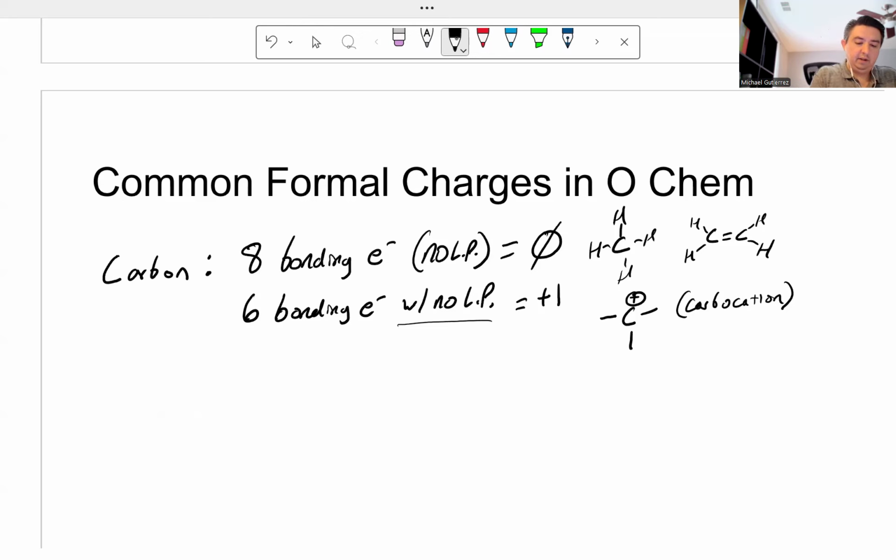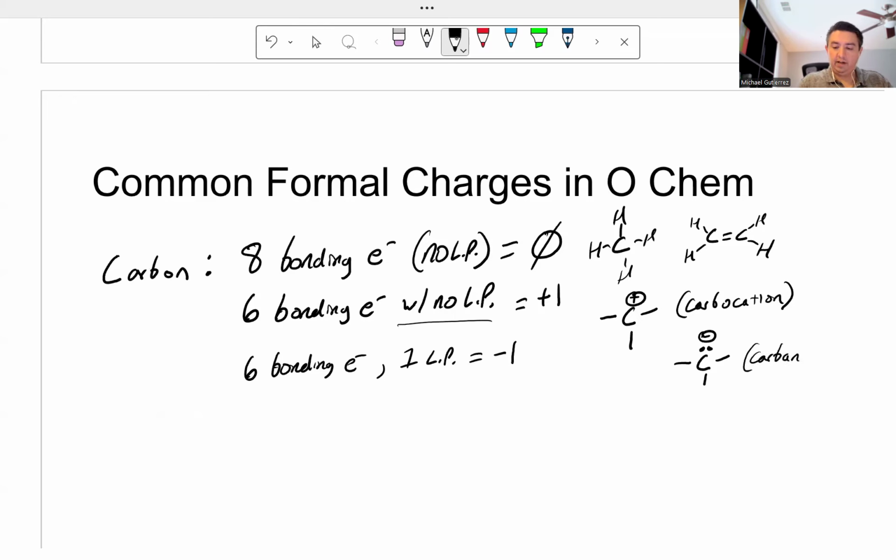And then a carbon with 6 bonding electrons and 1 lone pair will have a formal charge of -1. So an example of that would be something like this. 6 valence electrons are on our bonding electrons, sorry, and we'll have a lone pair and a -1 charge. We call that a carbanion.